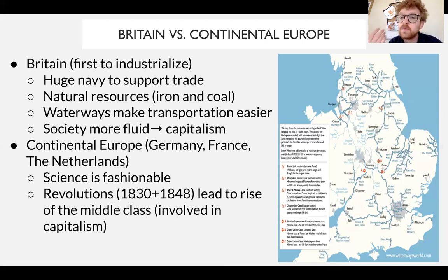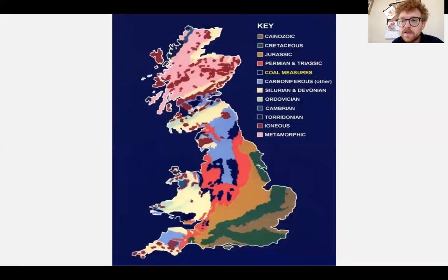That's why Great Britain was the first to industrialize. And again, looking at geography, it never goes away. Great Britain has a whole bunch of coal. It has a whole bunch of iron. This is one of the reasons why Great Britain will industrialize first.